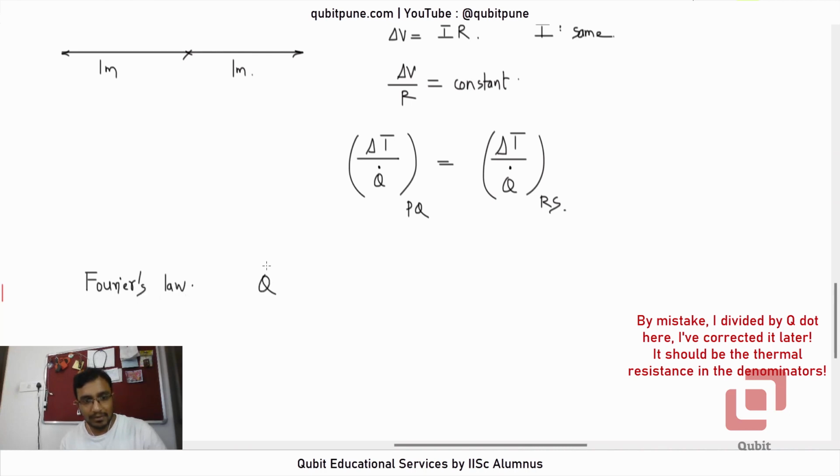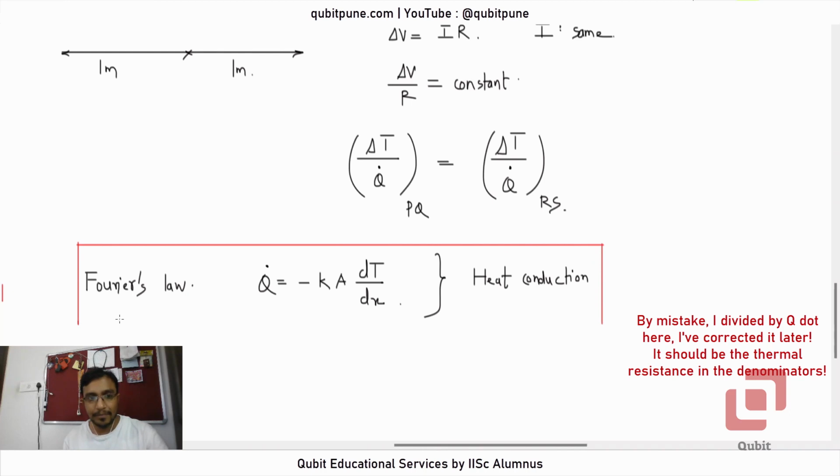Okay, Q dot is negative kappa A dT by dx. Have you seen this law? This is heat conduction. Haven't you seen this law? Q dot is negative kappa A dT by dx. I have, sir. Okay, well, in case you did not know that, this is the law called Fourier's law of heat conduction.